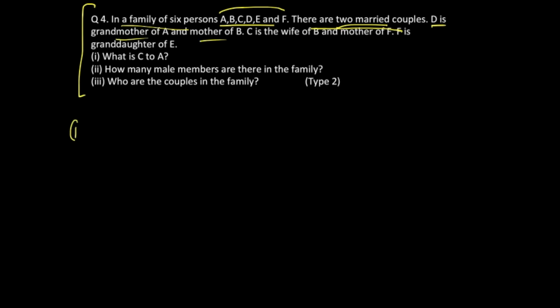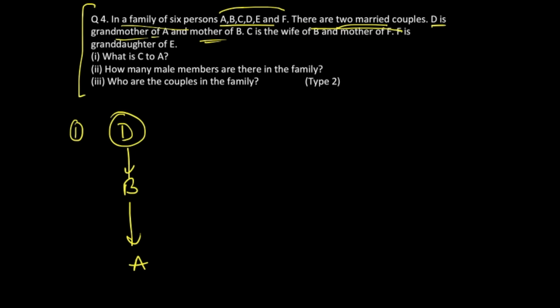So this becomes our first step, that D, since D is a grandmother, she's going to be a female, right? And she's grandmother of A and mother of B. She's going to be mother of B and grandmother of A. So this is how the 3 generational layer is going to look like, right? We don't know the genders of B and A yet.